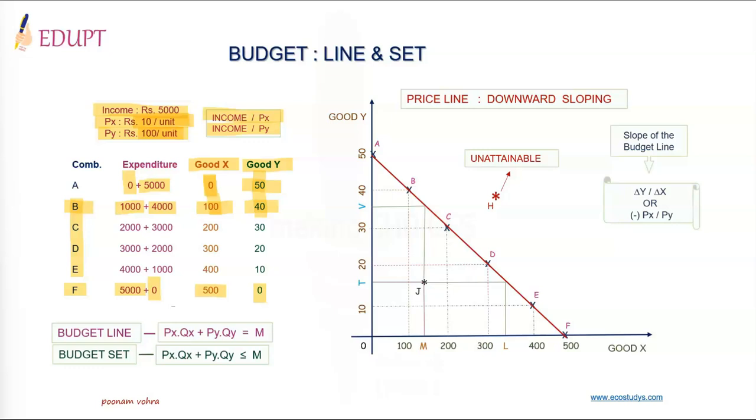One can notice that each time the consumer has to sacrifice 10 units of good Y to get each time additional 100 units of good X. So accordingly, amount spent also keeps changing. Now this information on purchase of good X and good Y can be shown diagrammatically by plotting these points.